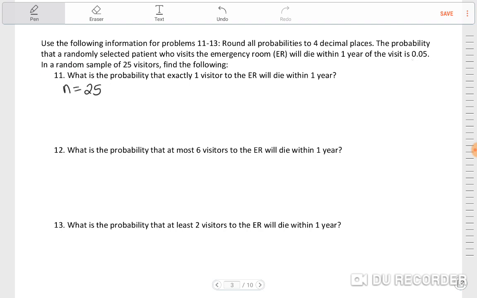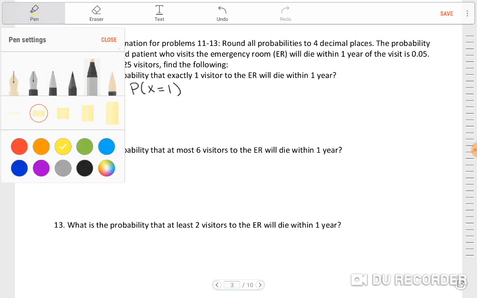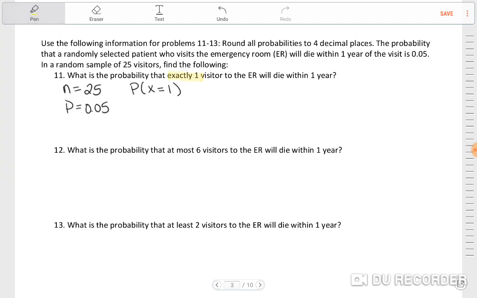It's 0.05. And there's only 2 possible outcomes. Either you die or you live. So this is binomial. So there's your n. Your probability, p, is 0.05. And for this one, we want to find the probability that x equals 1, exactly 1. So that's your key phrase there: exactly 1.